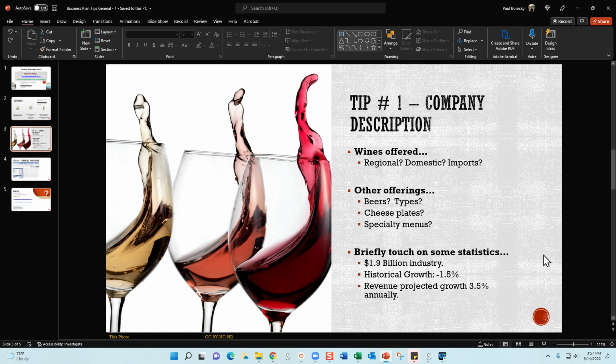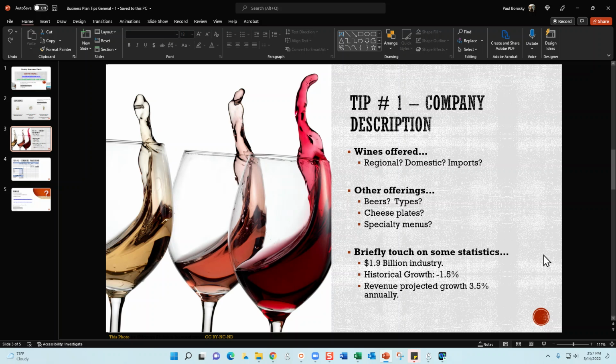When you include statistics in your business plan, first you're giving your document credibility. When they see that the company description section has facts and figures, it adds credibility. When you do that for your industry research, you're adding credibility. When you're doing that for your marketing plan, your marketing section, you're adding credibility.